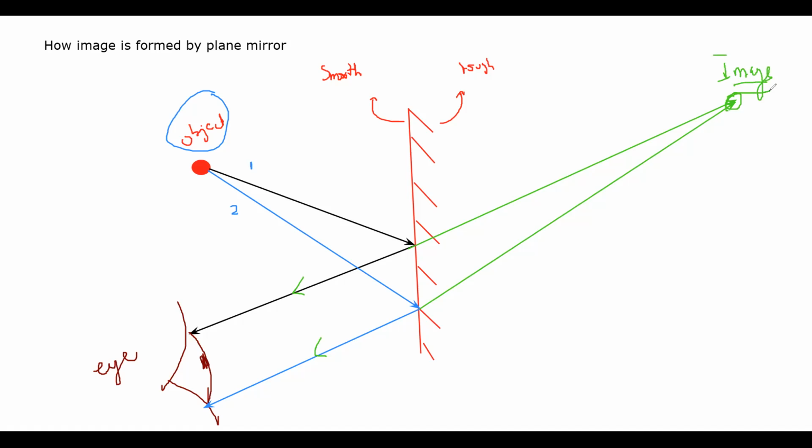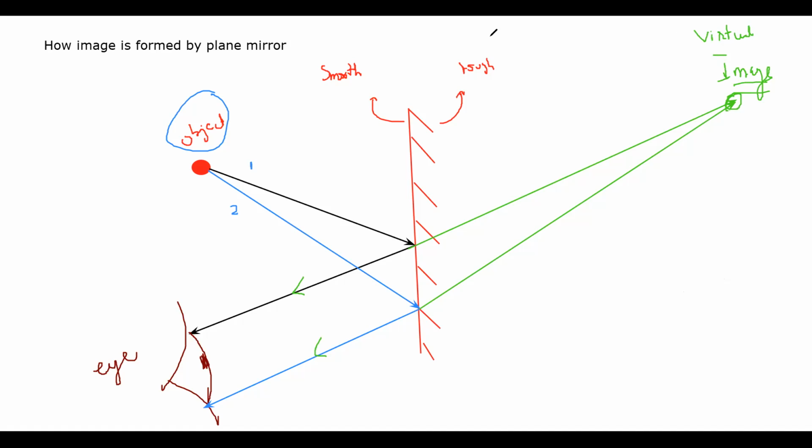So in reality it's not there. It's just our imagination which creates an image. That is why this image is not real. We also call that a virtual image. Virtual image means the image which is formed by the imagination of the brain.